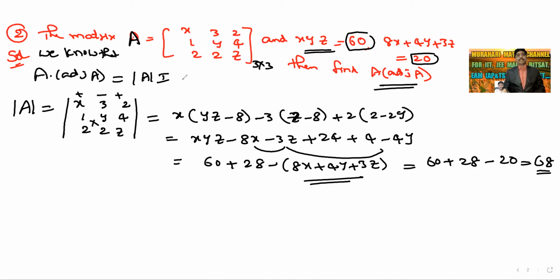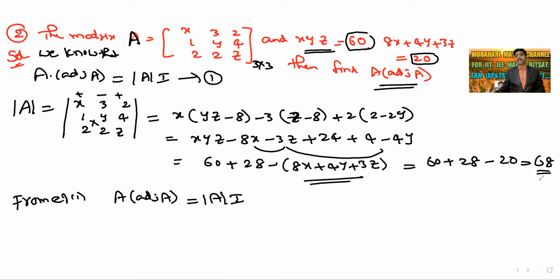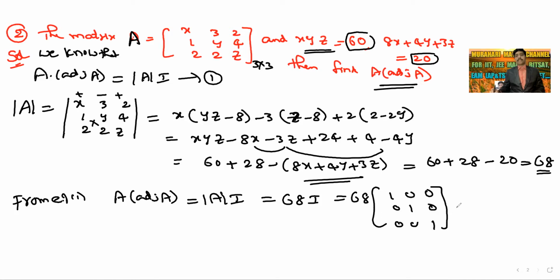Okay. So this, let us take as equation 1. From equation 1, A into adjoint A is equal to determinant A into I, where the determinant A value we have got is 68, so 68 into I. So 68 into the I value, [1, 0, 0; 0, 1, 0; 0, 0, 1]. It is going to be [68, 0, 0; 0, 68, 0; 0, 0, 68]. This is the answer.